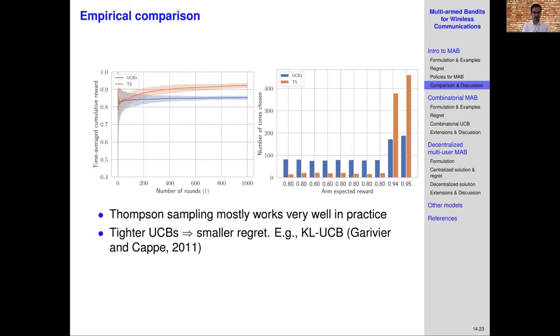So in practice, it is known that Thompson sampling works very well. However, there are variants of the UCB algorithm that also work very well. These algorithms are based on tighter upper confidence bounds, hence they can achieve smaller regret. One example is the KL-UCB algorithm.